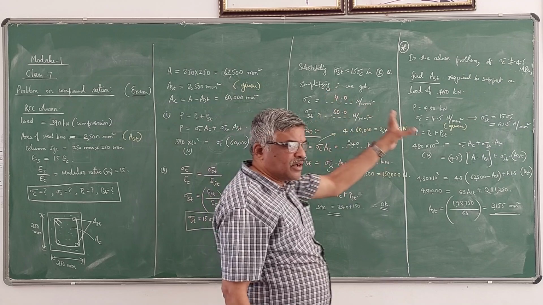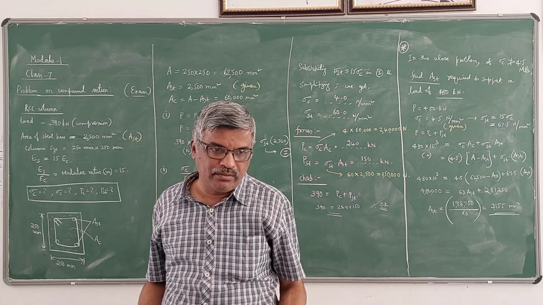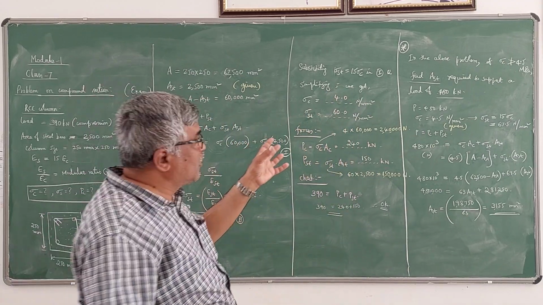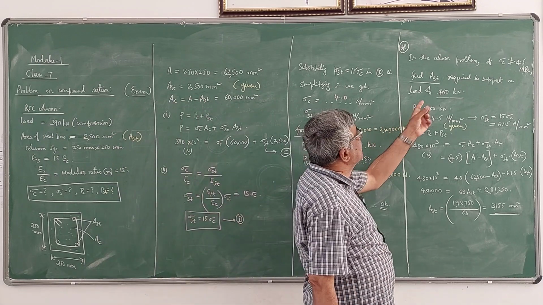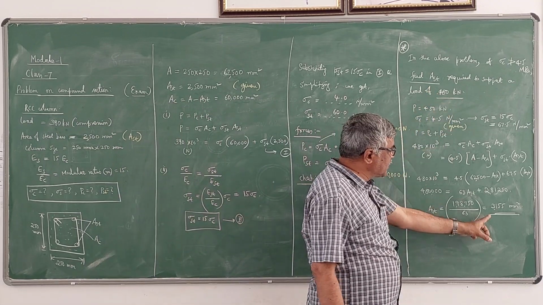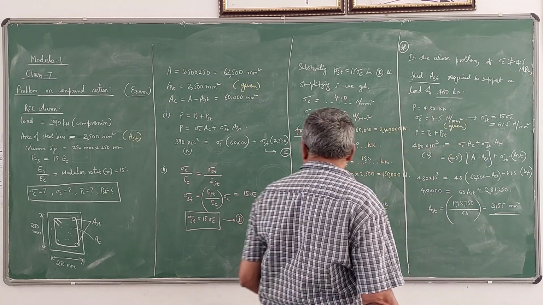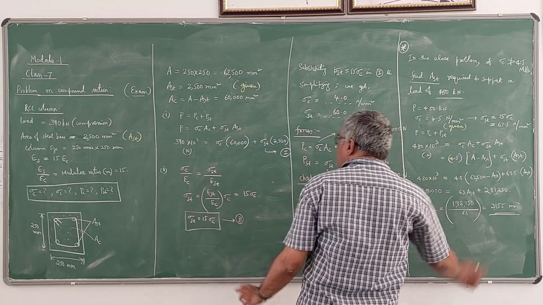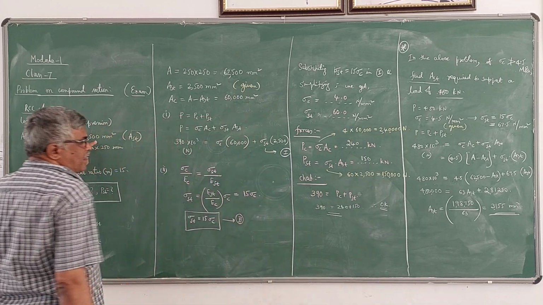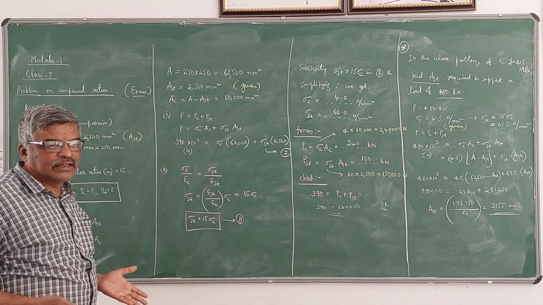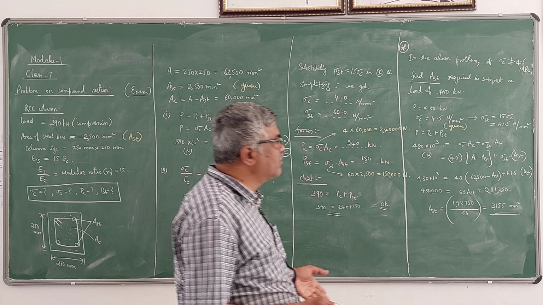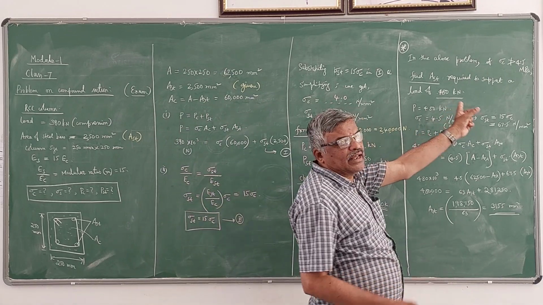Then what happens? Naturally, we have to provide more steel because the load acting is increased. So this is the steel that is required to take care of this. That means the additional steel required will be 3155 minus 2500. That is the additional steel required for the same column if the load is 480 kilonewton.